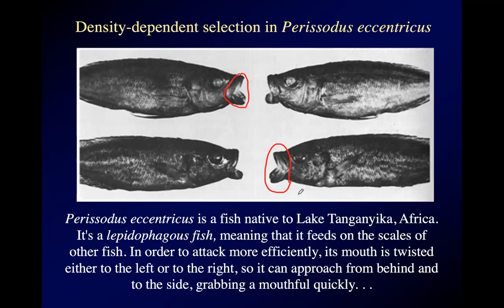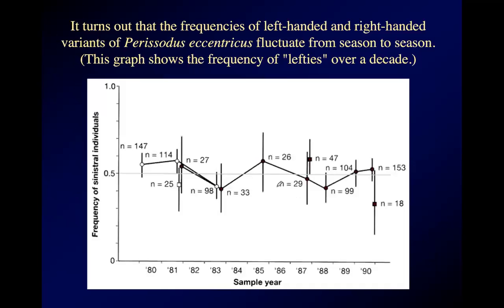So this fish sneaks up behind, and its mouth is twisted either to the left or to the right, so that it can approach from behind and to the side and grab a mouthful of scales with a minimum of disturbance. So we have some that have their mouth twisted towards their right, and some that have their mouths twisted toward their left. And it turns out that the frequencies of left-handed and right-handed fish fluctuate from season to season. You can see that it zigzags fairly evenly.